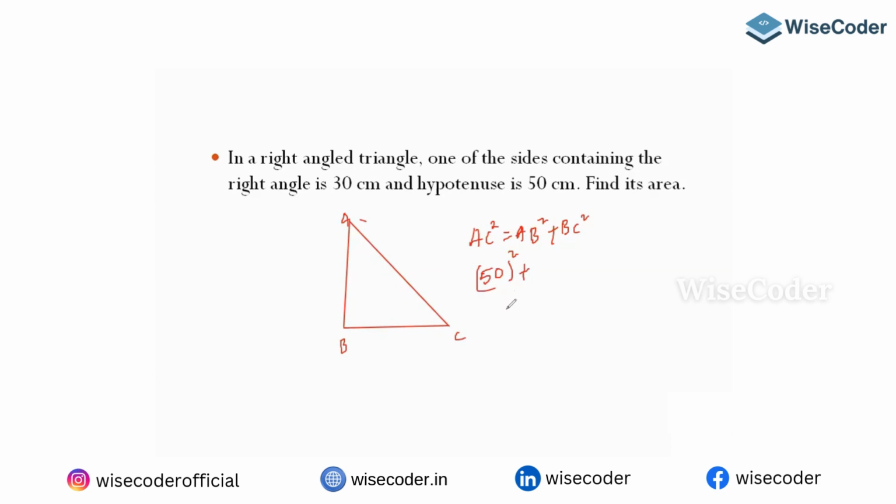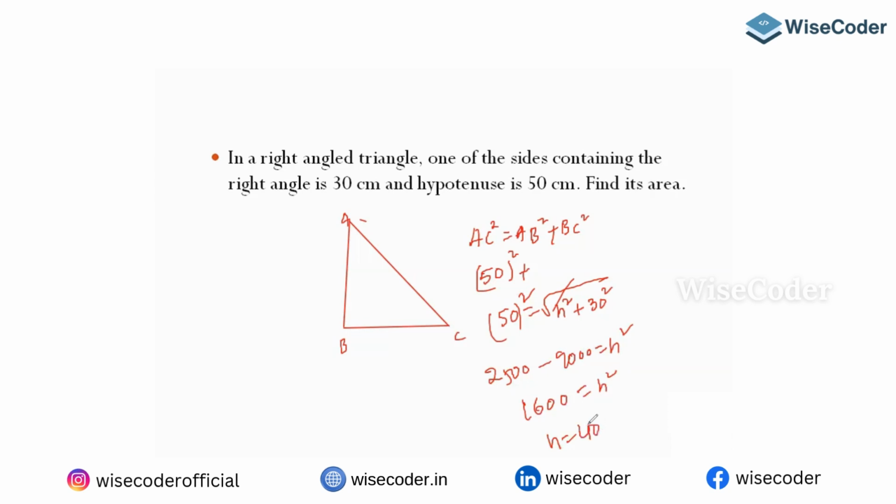So let me put it in this way. 50 is equal to under root of h square plus 30 square. Okay, that's how your height will come into the picture. On both sides you can square now. If you square both sides, this will get cancelled. 2500 minus 900 is equal to h square. This is nothing but 1600 is equal to h square. Then h is equal to what?